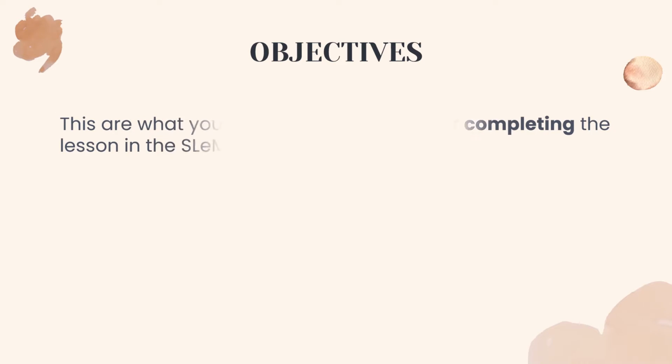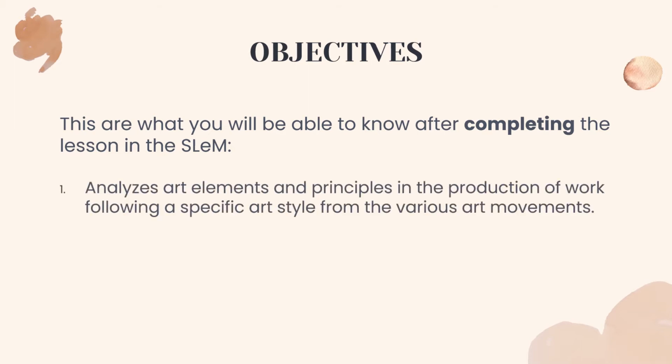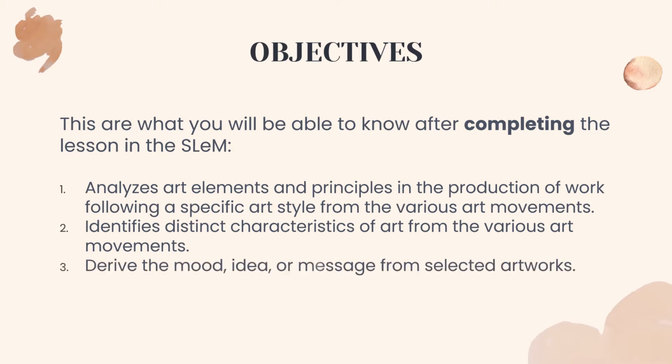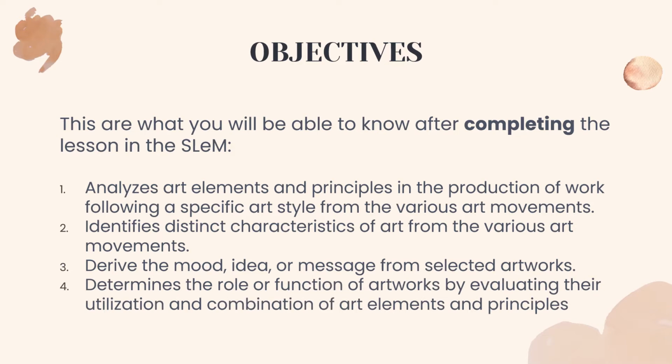Objectives. These are what you will be able to do after completing the lesson in the supplementary learning module. First, analyze art elements and principles in the production of work following a specific art style from the various art movements. Next, identify distinct characteristics of art from the various art movements. Derive the mood, idea, or message from the selected artworks. And lastly, determine the role or function of artworks by evaluating their utilization and combination of art elements and principles.